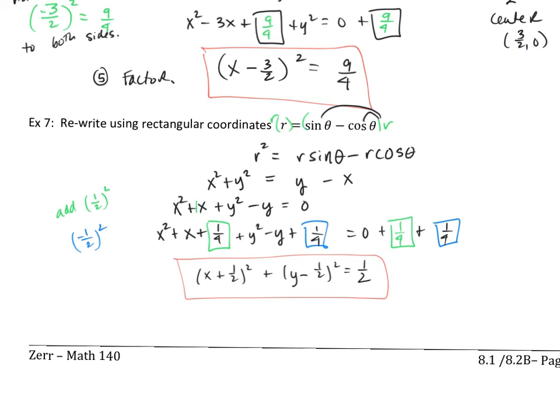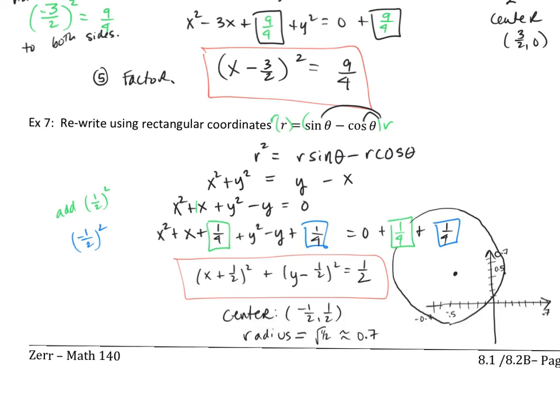I don't know that one in the polar system. I wouldn't be able to just sketch that graph, so being able to rewrite it in the rectangular system really does allow me to graph it. So we have a center at -1/2, 1/2, and a radius of square root of 1/2, so about 0.7.